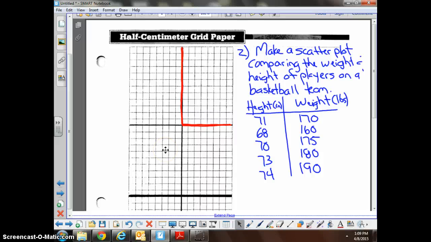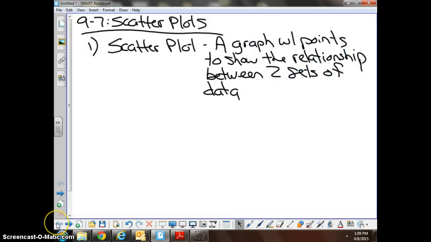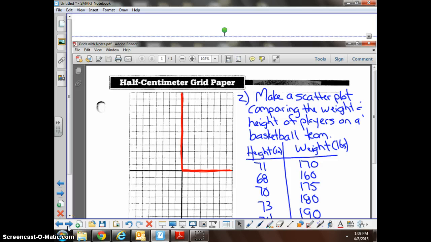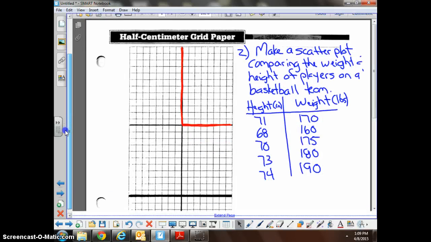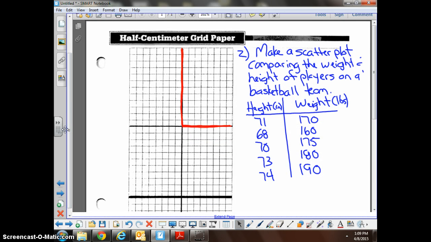All right, ladies and gentlemen, I know you are working through this right now, and I am recording. We are currently on scatter plots 9-7. We know what a scatter plot is based on our definition, and you are all working on your graph, trying to figure out how to graph the data from this basketball starting five on their height and their weight to see if there's any sort of relationship between height and weight.